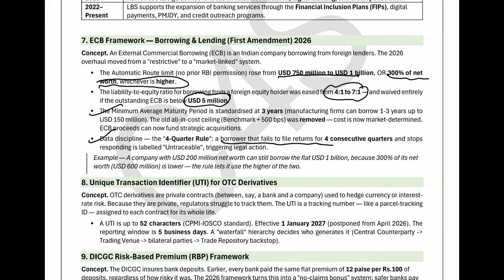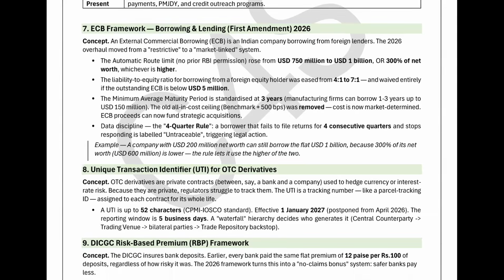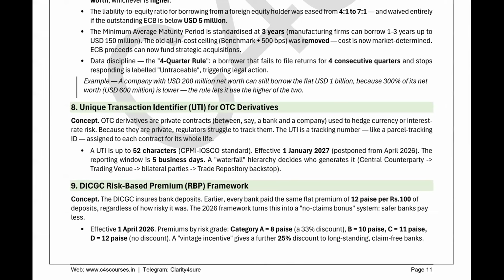If a borrower fails to file the return for four consecutive quarters, the borrower is labeled as untraceable, triggering legal action. It is not that important for your prelims, okay? Then the minimum average maturity period is 3 years. Just remember this, the minimum maturity period is standardized at 3 years. Not that important a circular from my point of view, right? For the ECB framework, you should read the data only, okay? Now, such questions can be asked in your SEBI paper as well because it is related to derivatives.